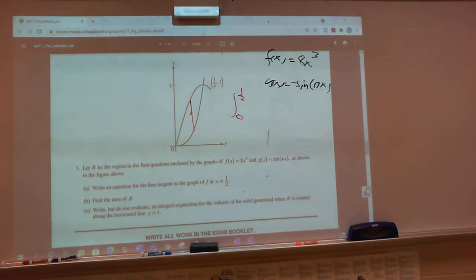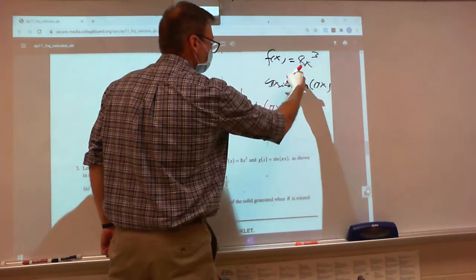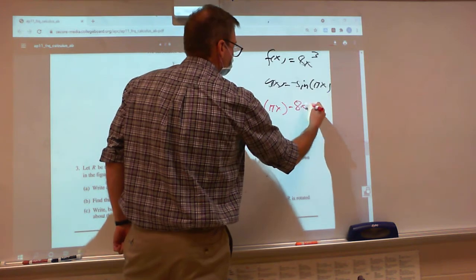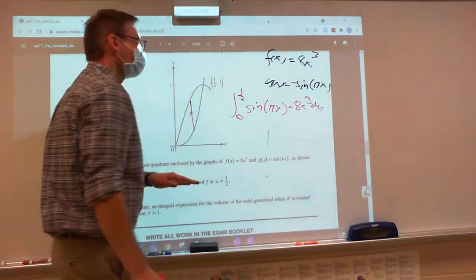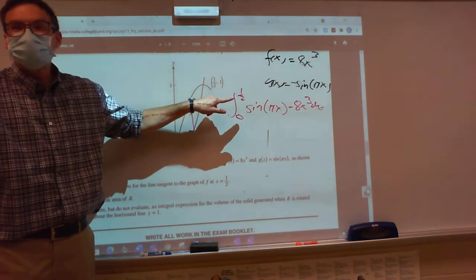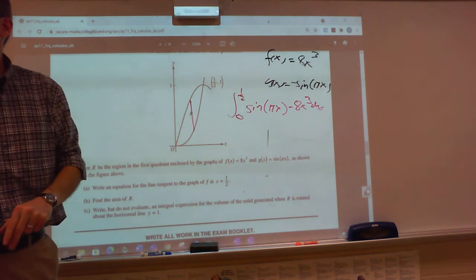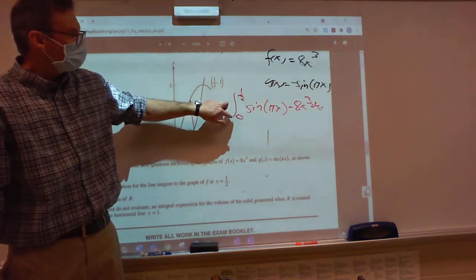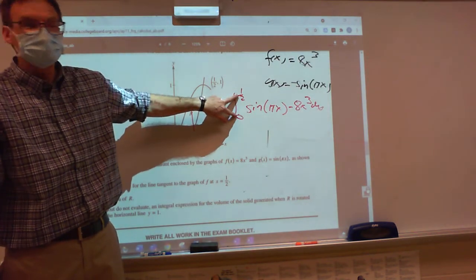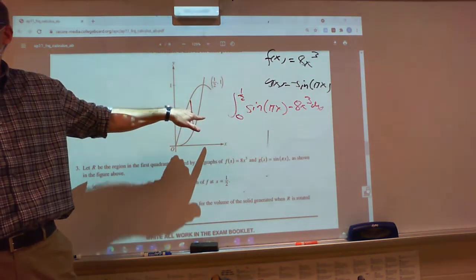What's your top function? The sine one. So it's going to give me the integral of sine of pi x minus 8x cubed dx. And if you're curious, I think just setting this up is worth 2 points. Usually when you set things up, you get 1 point for the limits and then 1 point for the integrand. How hard was that? That's an easy 2 points.